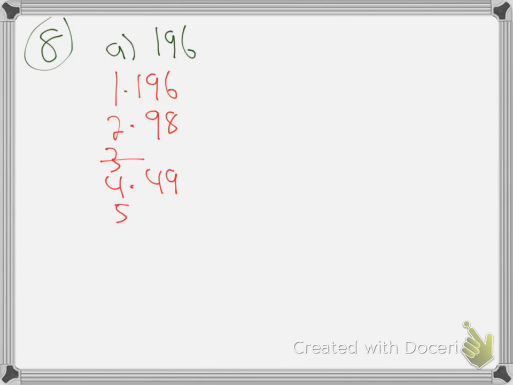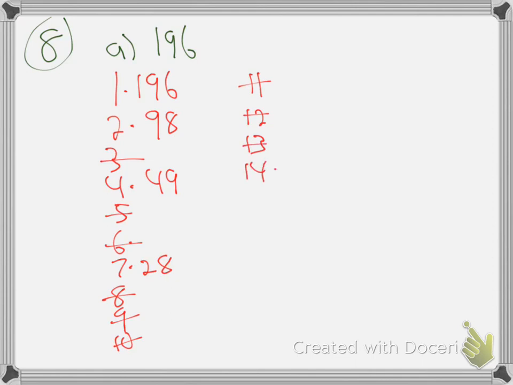Then go to 5, and I think 5 doesn't work. 6, I think doesn't work either. Yeah, because 3 doesn't go. 7, it works. Yeah, 7 times 28. 8 doesn't work. 9 doesn't work. 10 doesn't work. 11 doesn't work. 12 doesn't work. 13 doesn't work. 14 works, though. 14 times 14. Right? Isn't it 14 times 14? And once I get to there, anything after that's going to be repeat land, isn't it?